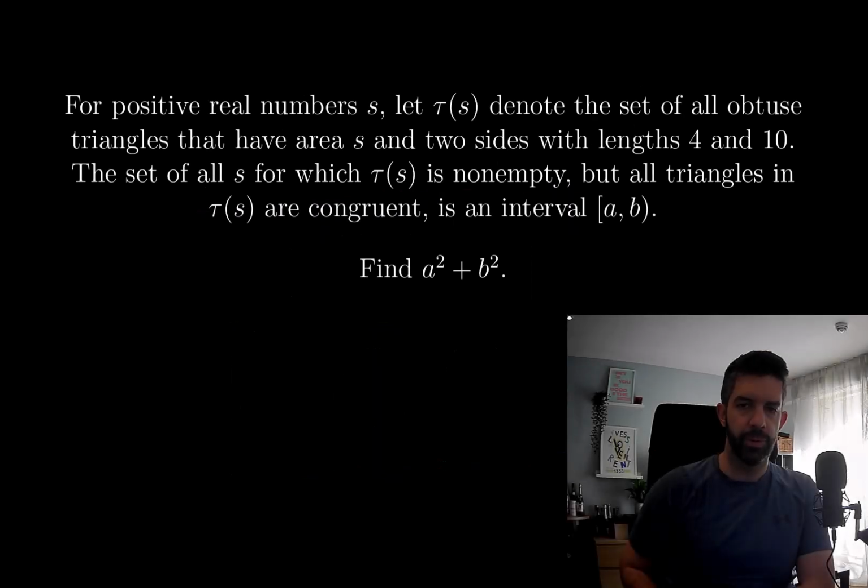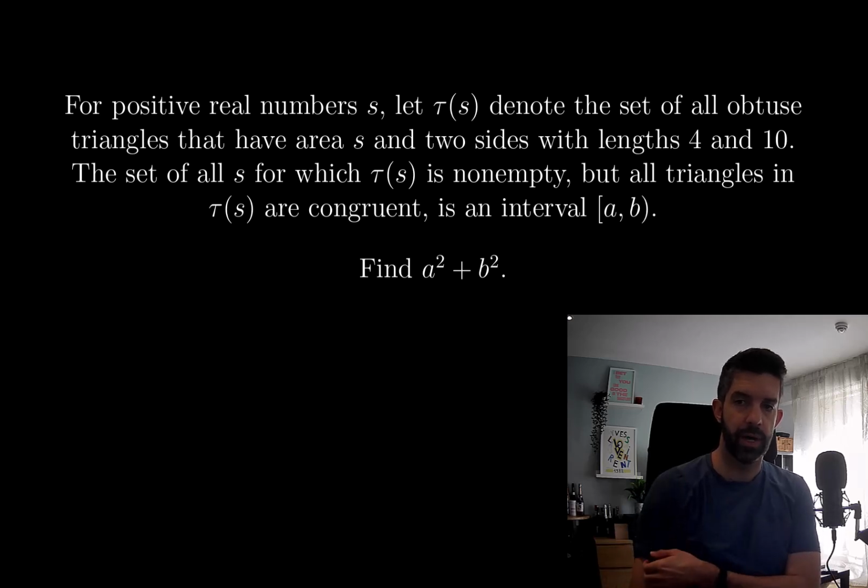For positive real numbers s, let tau of s denote the set of all obtuse triangles that have area s and two sides with lengths 4 and 10. The set of all s for which tau of s is non-empty, but all triangles in tau s are congruent, is an interval, a to b, half-open interval. Find a squared plus b squared.